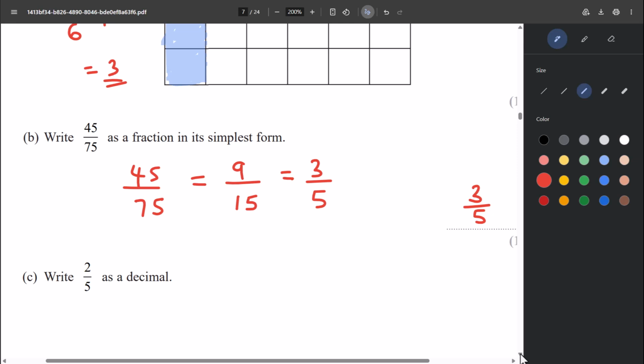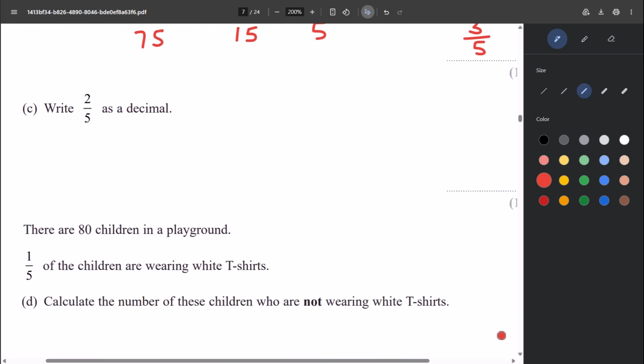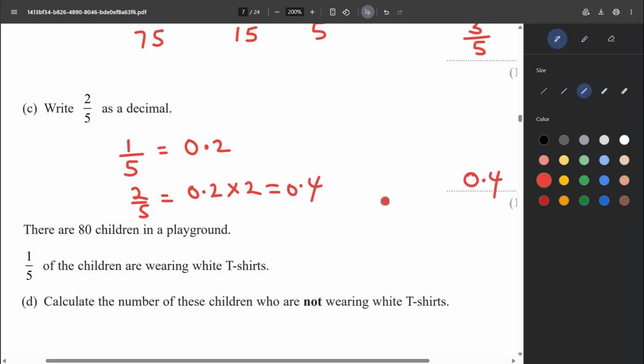And now we head on to the next question, C. And it says, write this fraction 2/5 as a decimal. Well, I do know, first of all, that 1/5 as a decimal is definitely going to be 0.2. So 2/5 will have to be 0.2 times 2, which is 0.4. Again, here will be 0.4, right? Otherwise, you could just go through the normal decimal long division, and of course you still get the same result of 0.4.